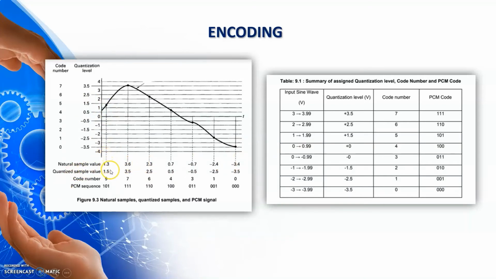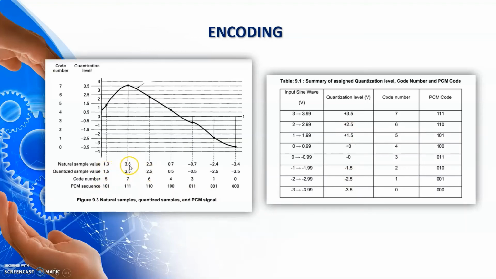So we go to the next step, which is the quantization process. As I've told you before, quantization is just a rounding off process, and you can refer to this table also. For example, the value of the analog signal is 1.3. When it goes through the quantization process, it will be rounded off to 1.5. When the value is 1.3, it is within this range, and the quantization level will be 1.5. This table is a reference for you to see how this value is obtained.